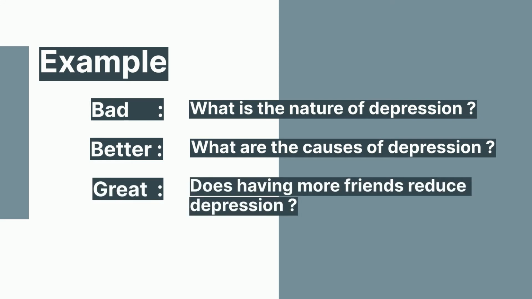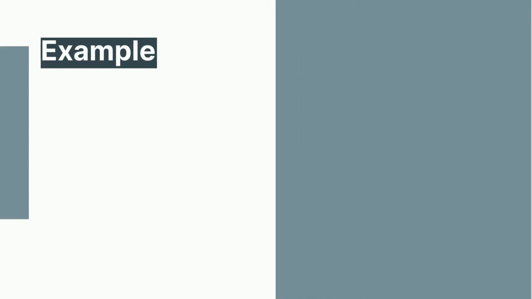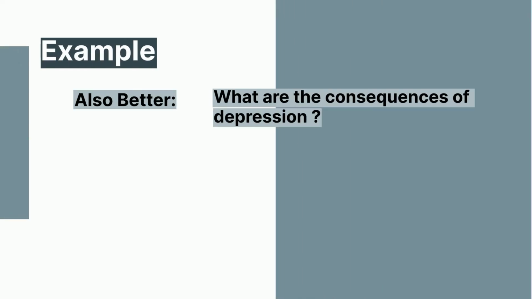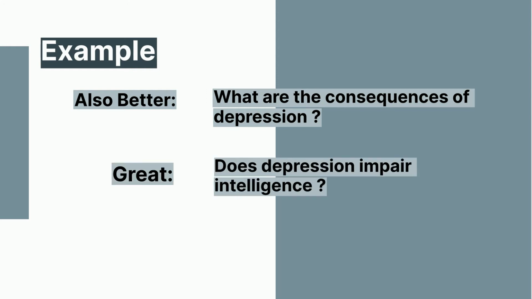So now it's clear that it's about the relationship between friends and depression. And so we know that we need to measure how many friends the person has and how depressed a person is to answer this research question. Then another way to improve the original example, what is the nature of depression? Could be, what are the consequences of depression? And it's still not perfect because again, consequences are a very general concept and so nothing we could specifically measure. So a great example here would be, does depression impair intelligence? So now it's clear that it's about depression and about intelligence, and that we need to measure these two variables.